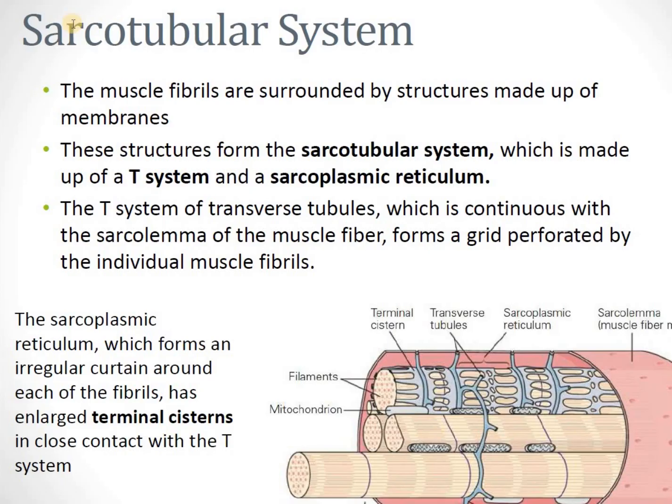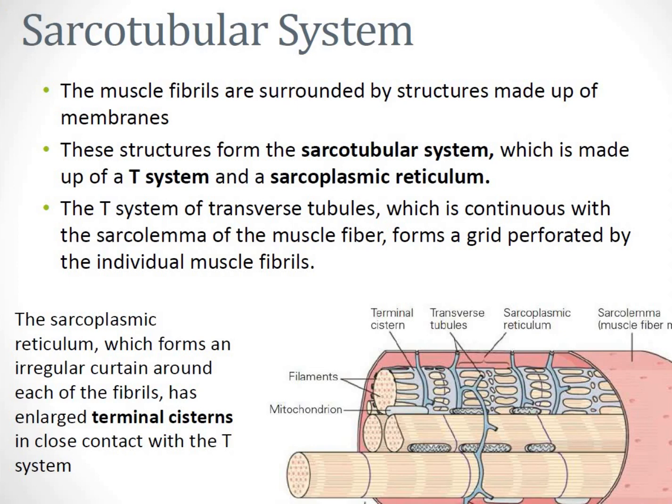So now we will see about the sarcotubular system. The muscle fibrils are surrounded by structures made up of membranes. These structures form the sarcotubular system, which is made up of the T system and the sarcoplasmic reticulum. The T system of transverse tubules, which is continuous with the sarcolemma of the muscle fibers, forms a grid perforated by the individual muscle fiber. Okay. The sarcoplasmic reticulum forms an irregular curtain around each muscle fiber. They are called terminal cisterns, or enlarged cisterns, in close contact with the T system.